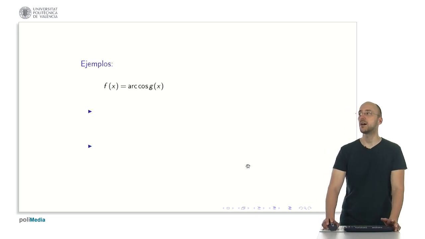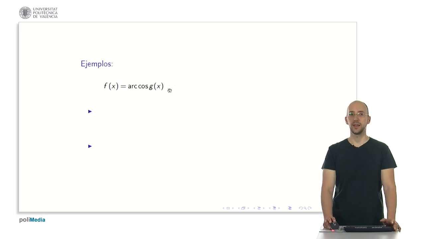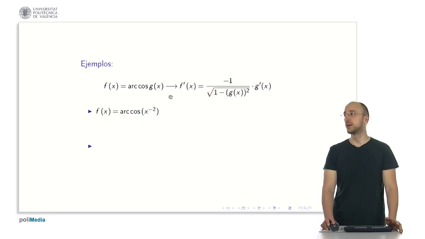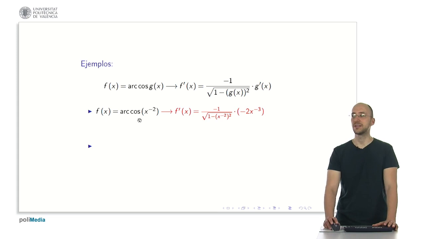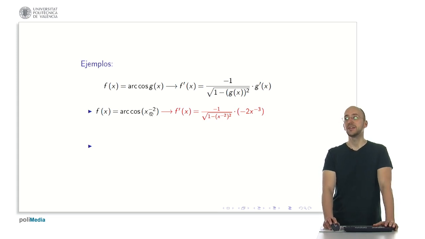Let's now explore examples involving the arc-cosine of g of x. Recall that the only difference from the previous case is the introduction of the negative sign. Everything else functions in the same manner, so the examples should not be overly complex. What is the derivative of the arc-cosine of x raised to the power of minus 2? It's quite simple. The function g of x is x to the power of minus 2. Therefore, when applying the formula, we get minus 1 over the square root of 1 minus x to the power of minus 2 squared. This is essentially the same function that was enclosed in parentheses, squared. Then, we multiply by the derivative of this function.